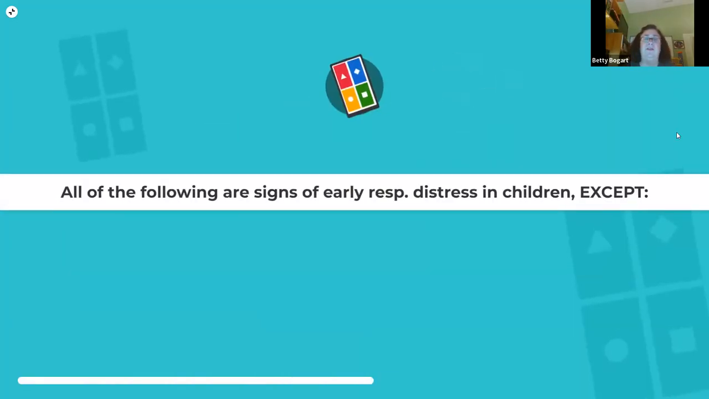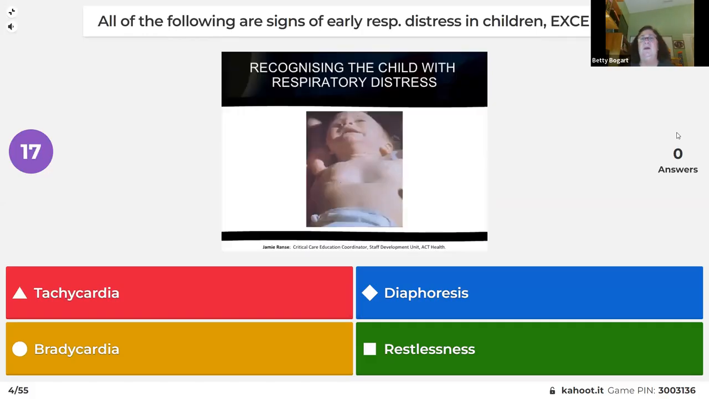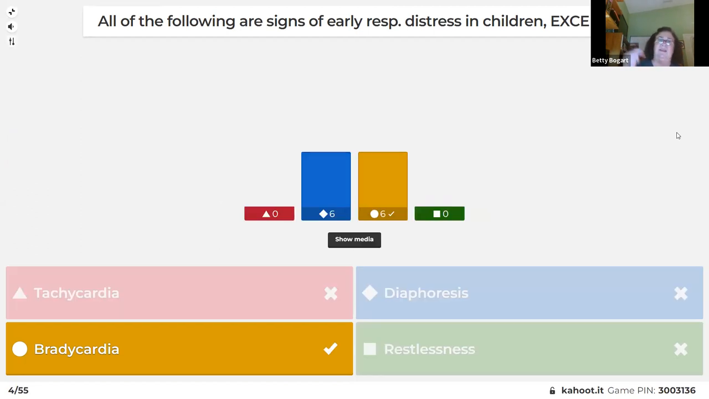All of the following are signs of early respiratory distress, except... remember I tell you, respiratory distress, you're going to see tachypnea, tachycardia, you're going to see restlessness, you're going to see some hypoxemia, you're going to see retractions, supraclavicular retractions, flaring of the nose, grunting. Late signs is bradycardia, okay? If you can't breathe and you're restless, you're working hard, you're going to become diaphoretic, whether you're an adult or whether you're a child, okay?